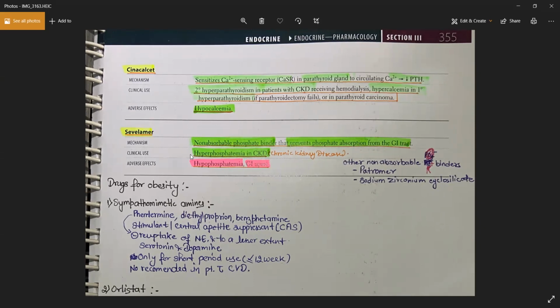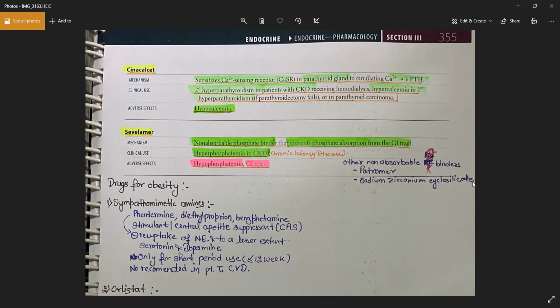It is useful for hyperphosphatemia in chronic kidney disease, and it can cause hypophosphatemia and GI upset also. Other non-absorbable binders are also available. These are patiromer, which has an action same as that of sevelamer, and the second one is sodium zirconium cyclosilate.